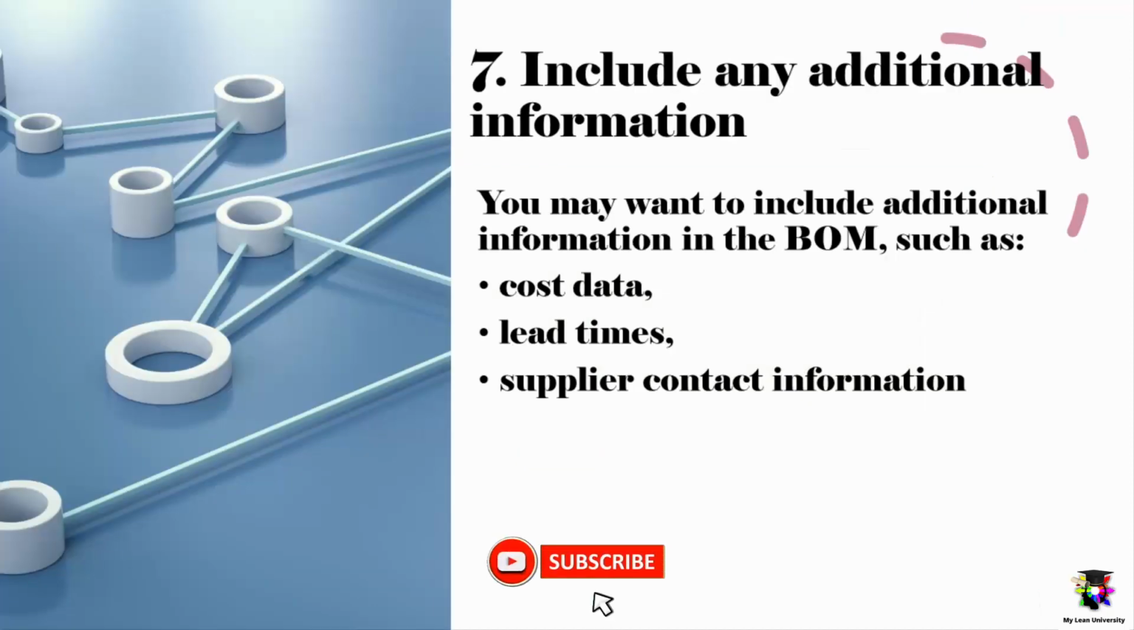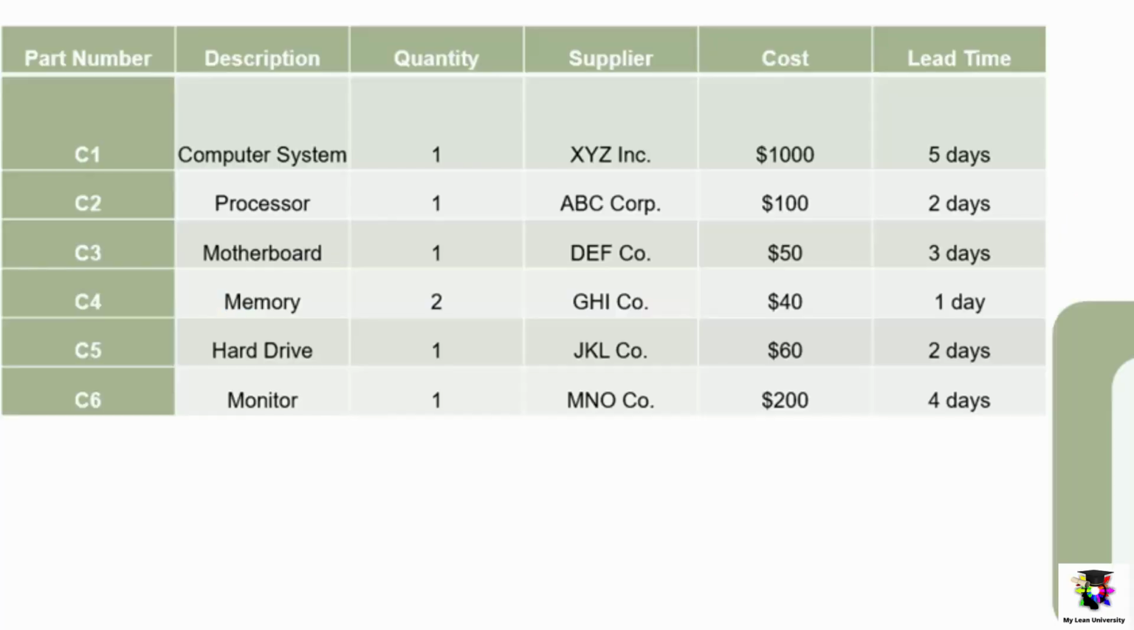Finally, we include any additional information. Depending on needs of your organization, you may want to include additional information in the bill of material such as cost data, lead times, and supplier contact information. Here is an example of bill of material for a computer system.